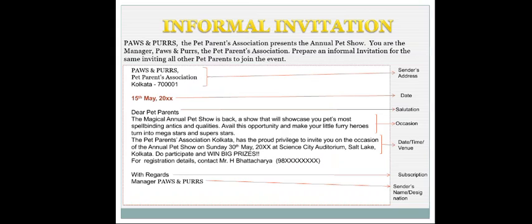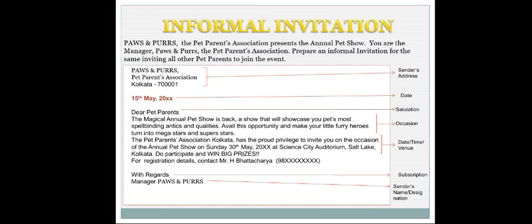Then, "Dear pet parents," this is the salutation. They are not mentioning any name over here. They are directly addressing the pet parents. Maybe they will be issuing hundreds of such letters. Okay, "The magical annual pet show is back, a show that will showcase your pet's most spellbinding antics and qualities. Avail the opportunity and turn your little furry friends into mega stars and superstars."